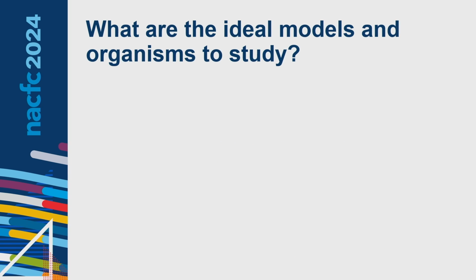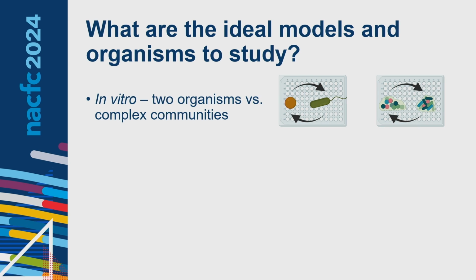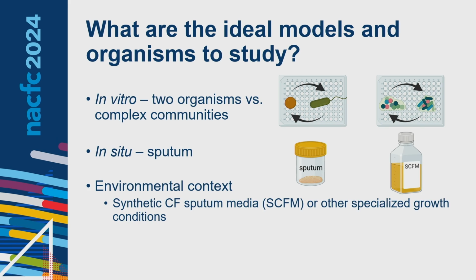All right. So this session is focused on polymicrobial infections and interactions. And so that brings up a number of questions. Among those are, what are the ideal organisms and models that we use to study? These can be really simple in vitro models, just throw in a couple organisms, some broth, maybe some interactions, and see what happens. There's more of an in situ, slightly more physiological, let's say in sputum. And you can also do these more basic ones in an environmental context, such as using artificial media or other specialized growth conditions.